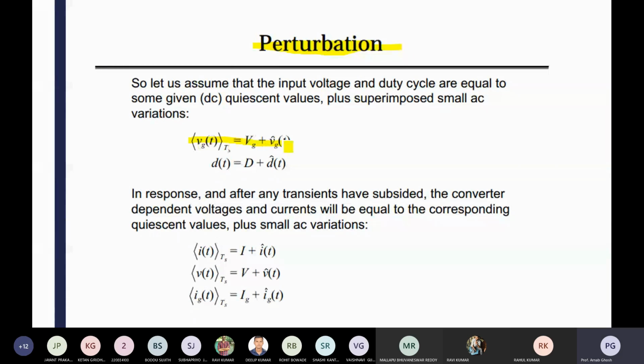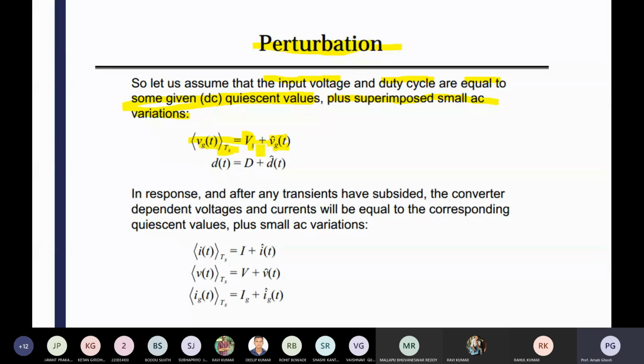So VG is your average value. VG average over the time period Ts has some DC or constant value, that is VG, plus VG cap, the small variations, which is your AC value. So let us assume that the input voltage and the duty cycle are equal to some given DC quiescent value plus superimposed small AC signal variations, meaning the bias value, the steady state value, plus the ripple value.